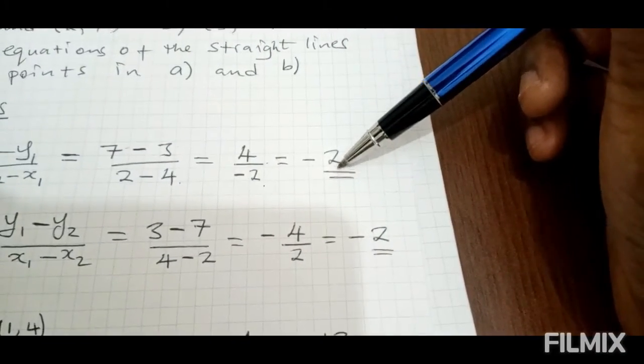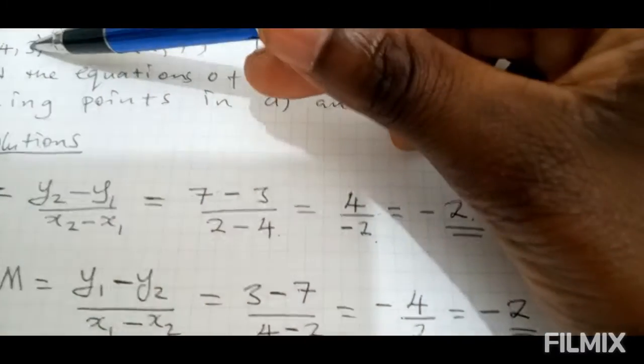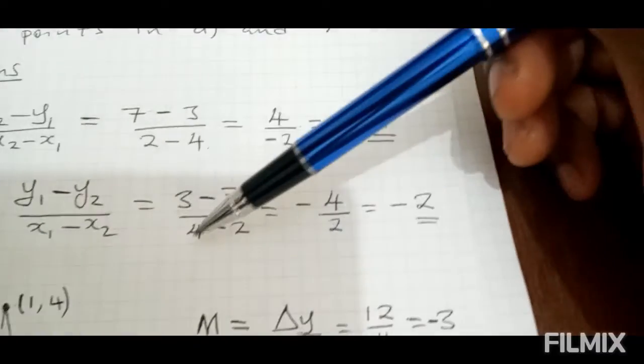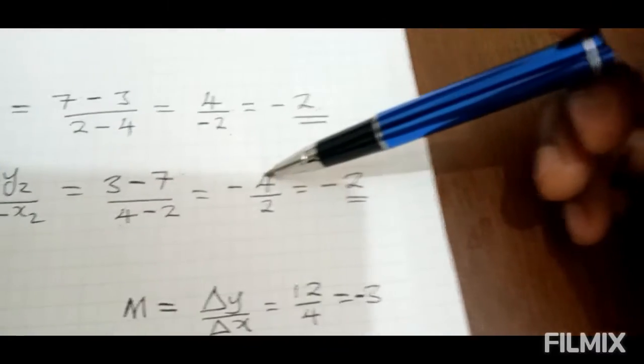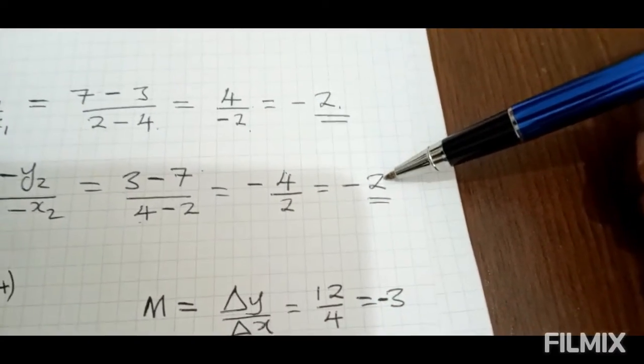Here we have -2 as the gradient. Or we can simply do it the other way around by choosing 3 to be the starting point. So we say y1 minus y2 over x1 minus x2, which is 3 minus 7 over 4 minus 2. So here we have -4 over 2, which is -2. The answer is the same. So this is the gradient of this line joining 2 points.